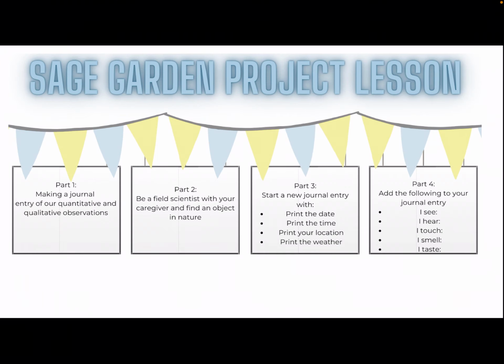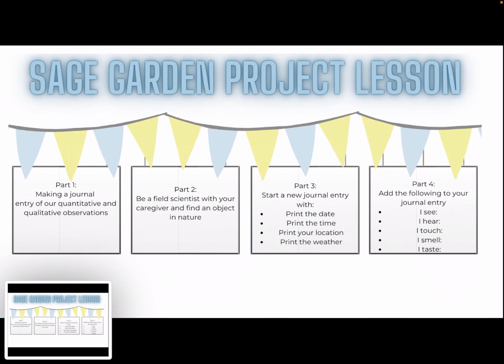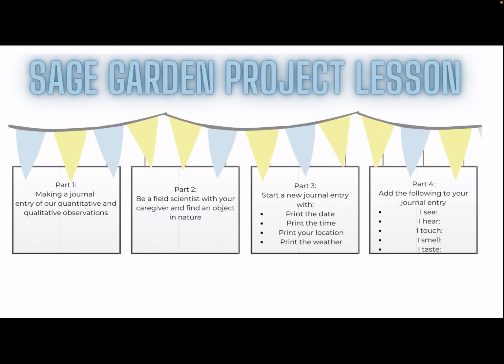So this lesson will have 4 parts. I'm going to take a screenshot of these parts because my first part is starting off my journal entry, and I can actually add that screenshot right into my journal entry. My second part is where I get to be a field scientist and I get to find an object in nature. My third part is where I'm going to start adding some of the regular data to my journal entry. And my fourth part is where I'm going to be recording what I see, hear, touch, smell, and if you can taste it, taste. But taste is an optional one because remember, we don't want to put anything that isn't food in our mouths.